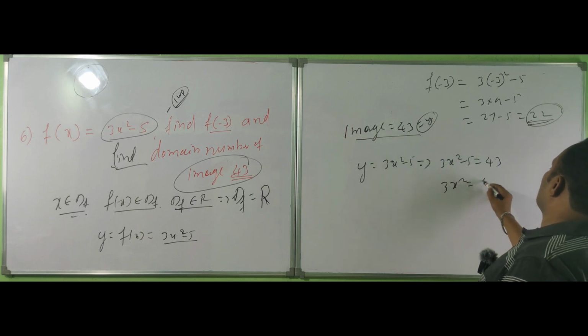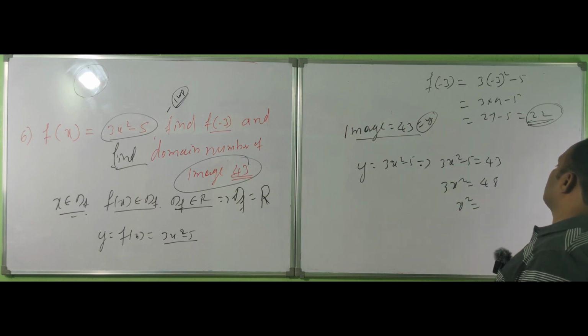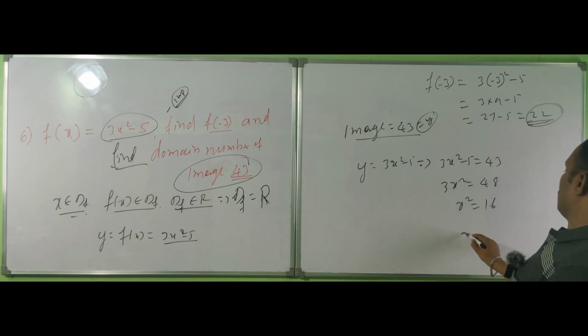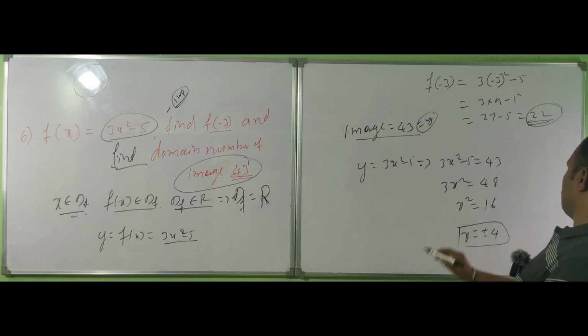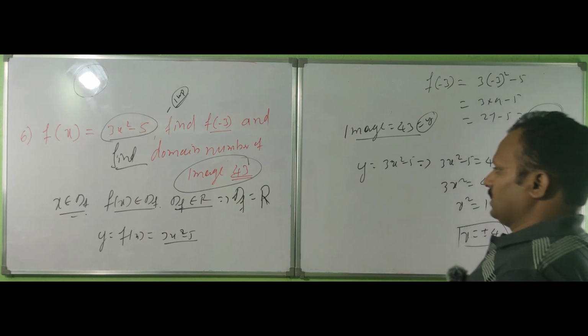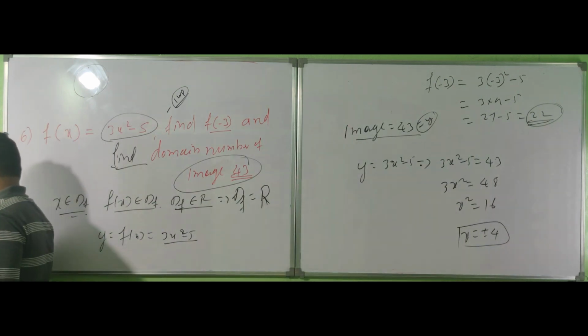3x square is equal to 48. x square is equal to 48 by 3, which is 16. And x becomes plus or minus 4. These are the two domain elements of this image 43.